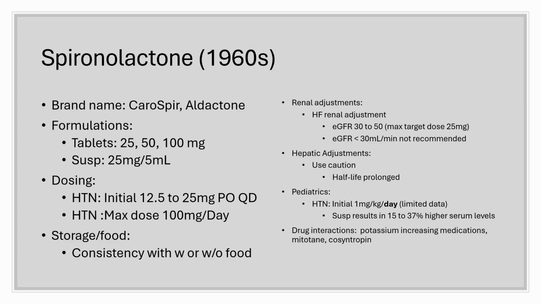Spironolactone has been around since the 1960s and has two brand name formulations available: Aldactone, which is the oral tablet formulation, and CaroSpir, which is, I believe how you pronounce it, a 25 milligram per 5 mL oral suspension.